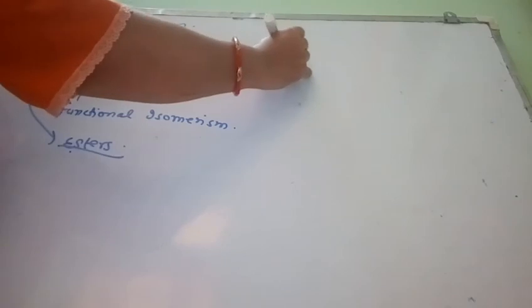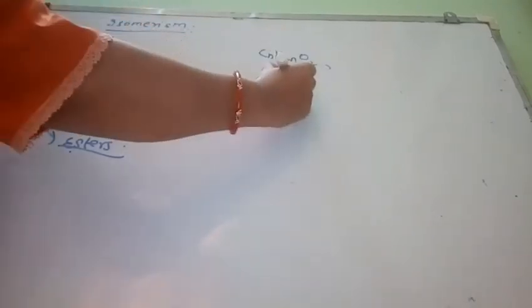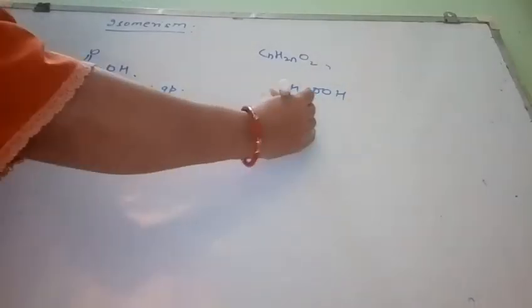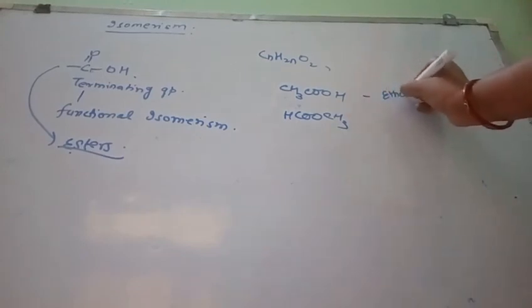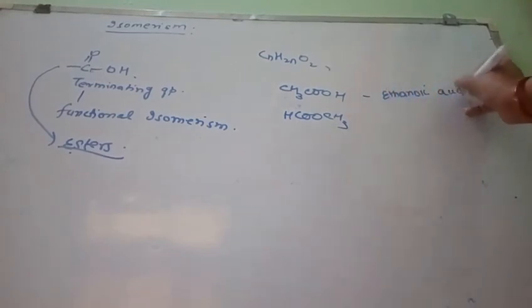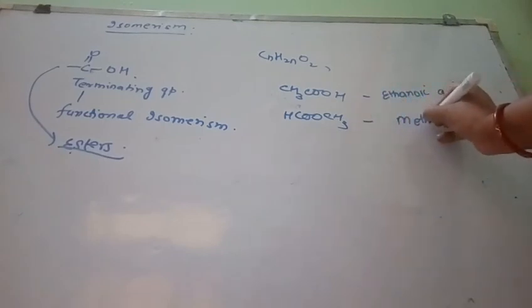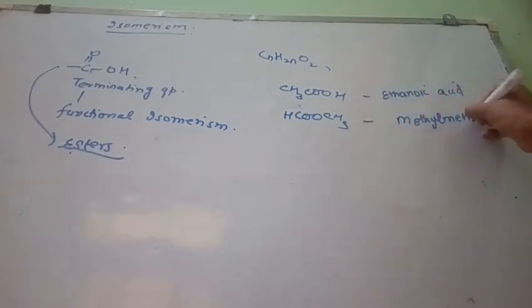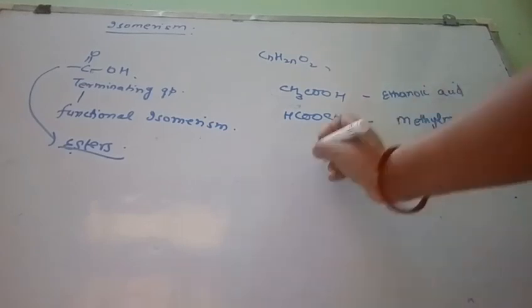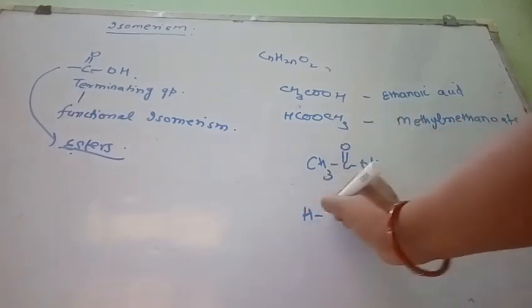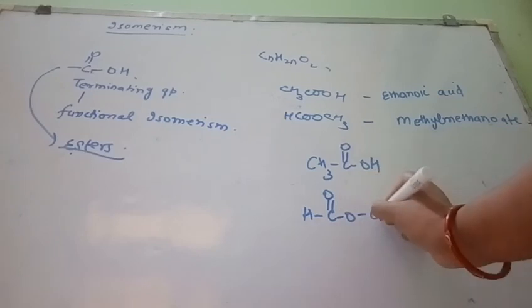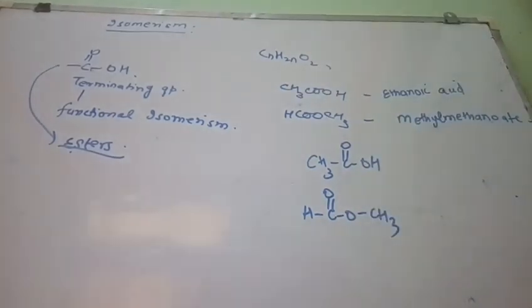Suppose we have the formula CnH2nO2, we can make CH3COOH, one carboxylic acid, from it. Similarly, we can also make HCOOCH3, one ester, out of it. Now this compound is ethanoic acid, and this compound is an ester, methyl methanoate. Shall we draw the structure? This is ethanoic acid, and this is, see the difference, methyl methanoate, right?